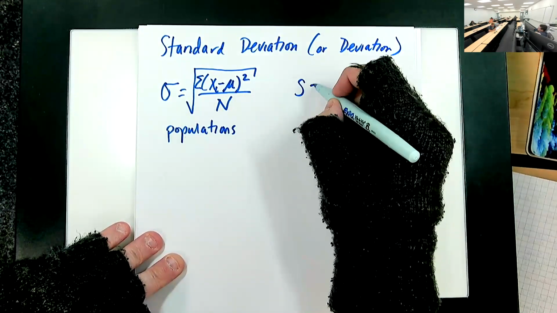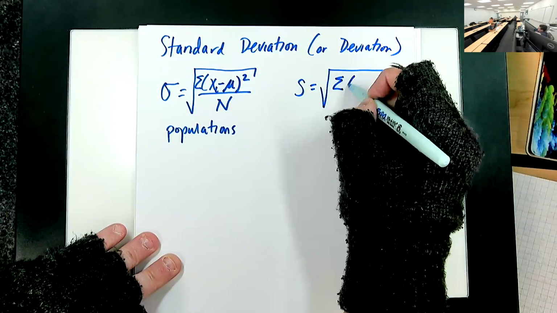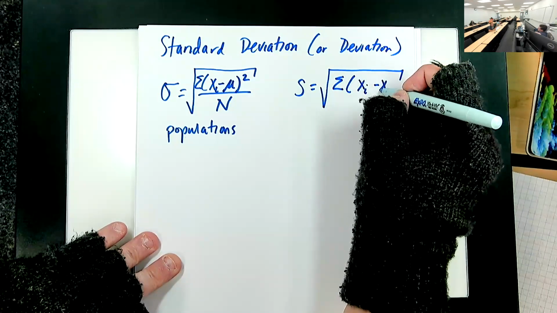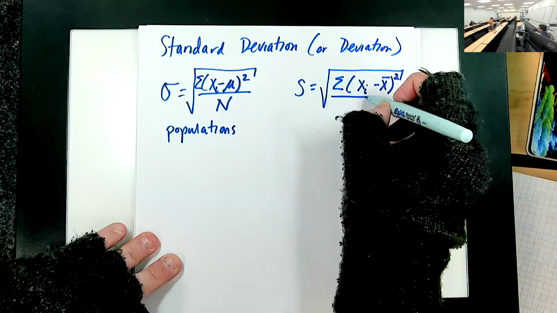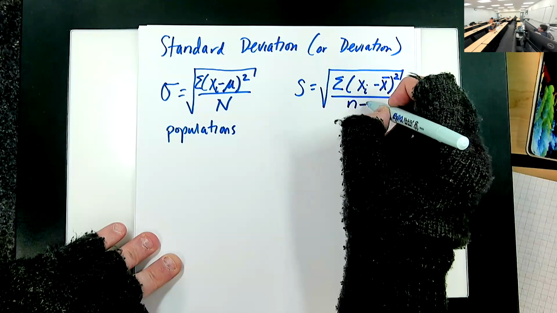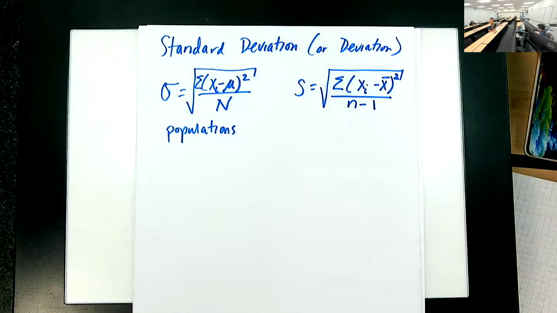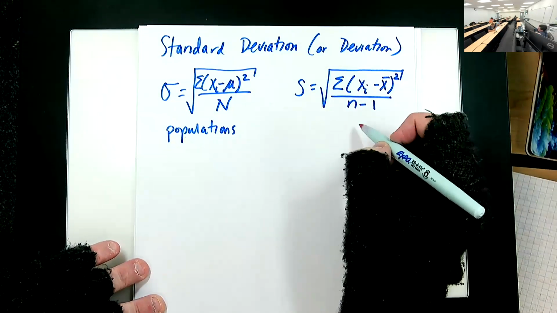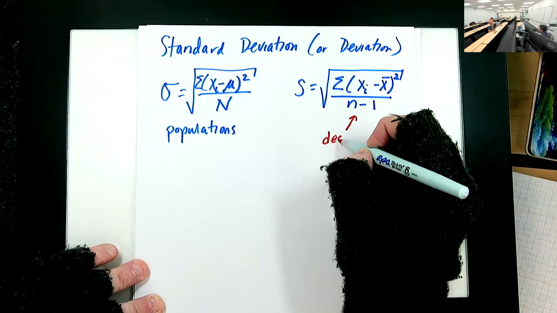And for samples, it's similar. There's a summation sign. It's xi minus, instead of mu, we use x bar, but they're both the mean. And for the sample one, we divide by n minus 1. This is like an adjusted standard deviation. n minus 1 is called the degrees of freedom.